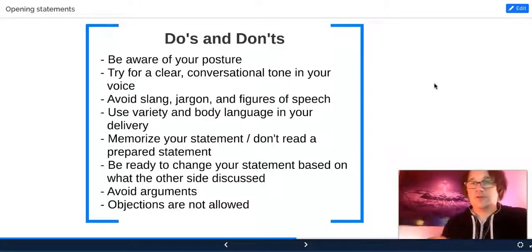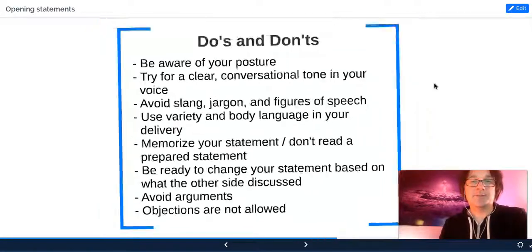Also, during opening and closing statements, objections are not allowed. So when the other side is making their opening statement and you don't like something that they said, tough luck, right? You don't get to object during opening statements.